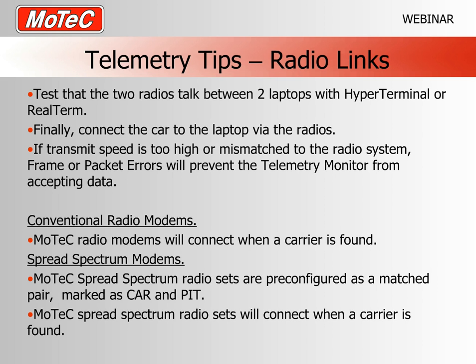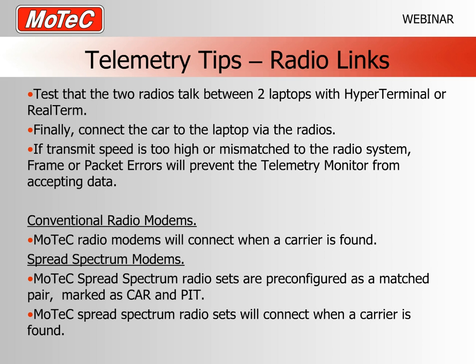So the two possibilities that can make these systems not work properly is either you've got too high a transmit speed and the radio system isn't capable of matching that speed, or you've set a transmit speed that is different to the speed that the radio system has been set up for. And in those cases, what you're going to see is the sort of frame or packet errors that we didn't see on the previous screen.